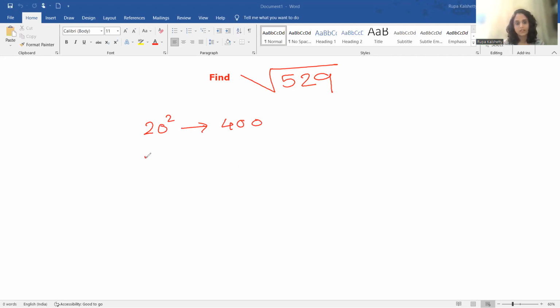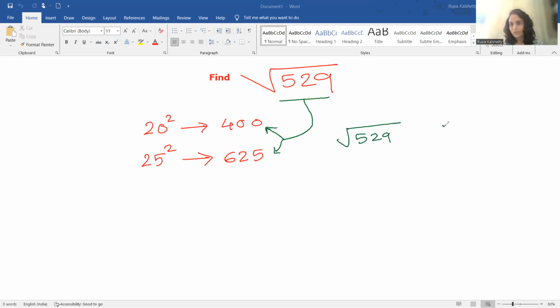And 25 square is 625. It's just that those numbers are simple and it's easy to remember their square numbers. So we must be knowing that 529 lies somewhere between these two numbers. Yes or no? That means the root of 529 lies between 20 and 25, isn't it? And what is that number? How do we find that?